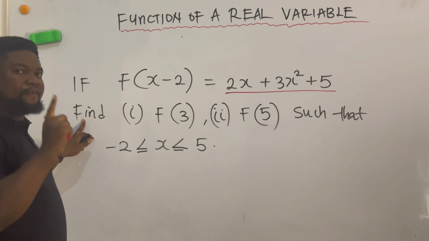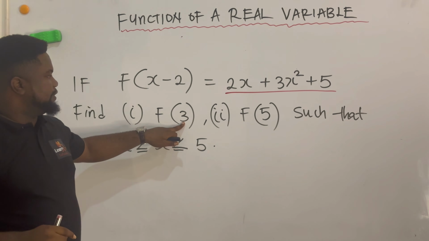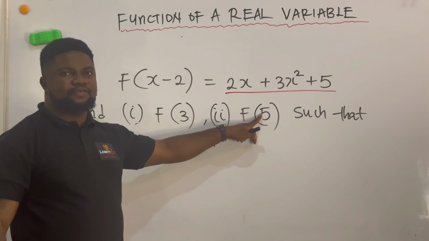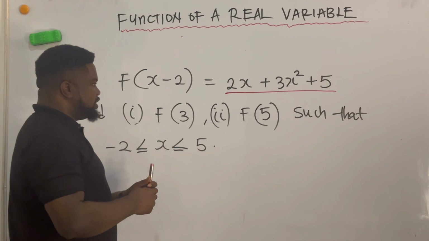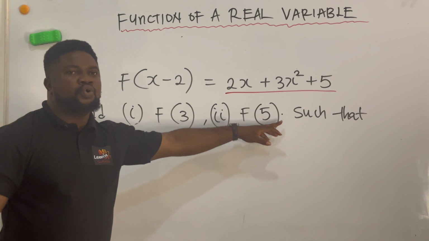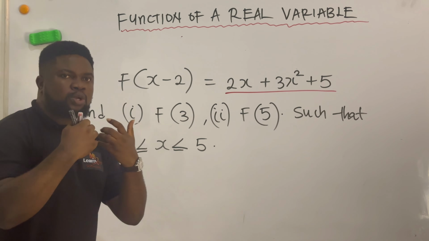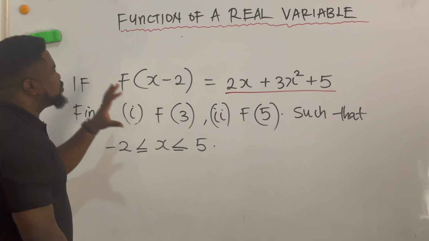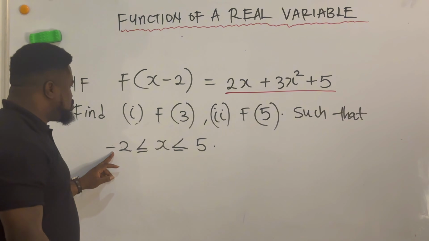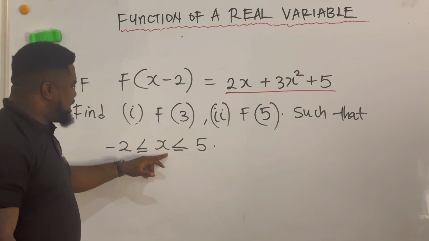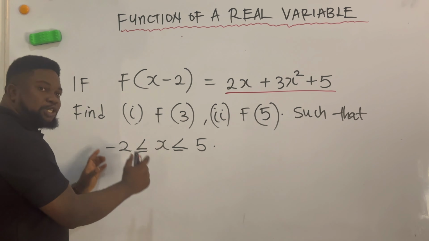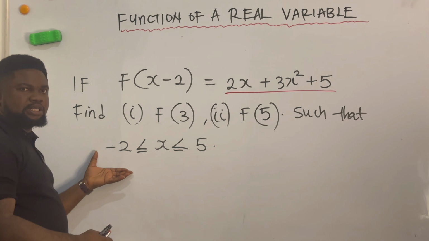Find, we have two questions here. f of 3 as the first question. Second question, f of 5. Now, the question did not end here. If the question ended here, we can all solve it based on what we have learned so far. Now, this question is coming with a condition such that minus 2 is less than or equal to x, and x is less than or equal to 5. They defined a particular range for us that x will be.